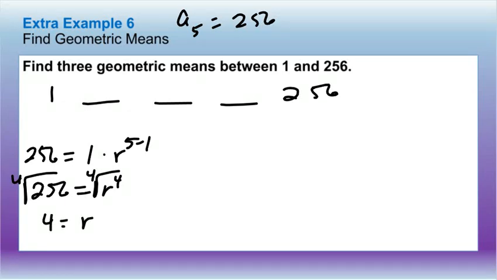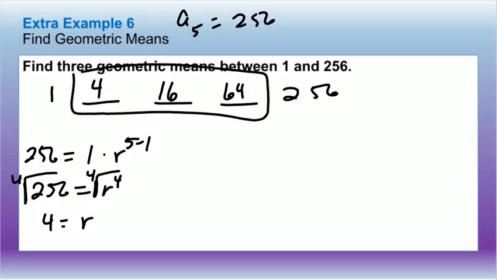So that means I'm going to be multiplying by 4 each time, so this would be 4, 16. 16 times 4 is 64, and 64 times 4 is 256. So these are the three geometric means between 1 and 256. That is our lesson on geometric sequences.